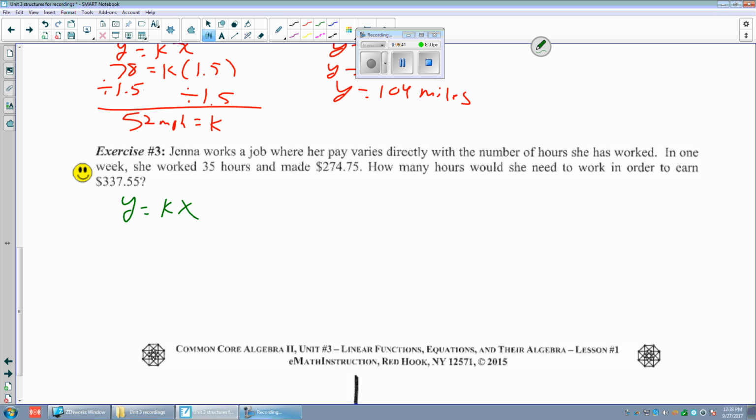Y equals kx. So k, is that a constant or can it change? The number of hours you work can change. So that's the 35. The hourly pay is the constant. And her total was $274.75. Divide both sides by 35, and you get her hourly pay rate.